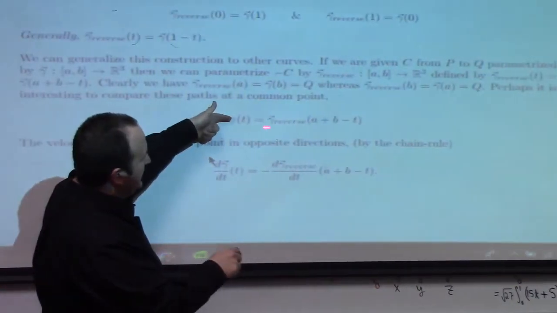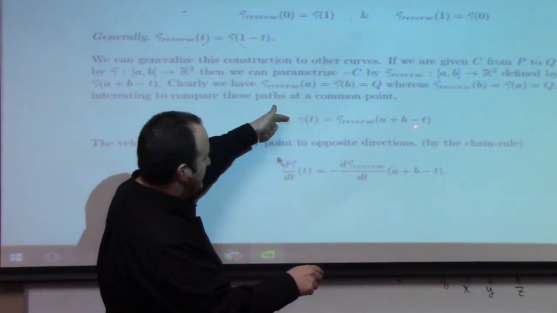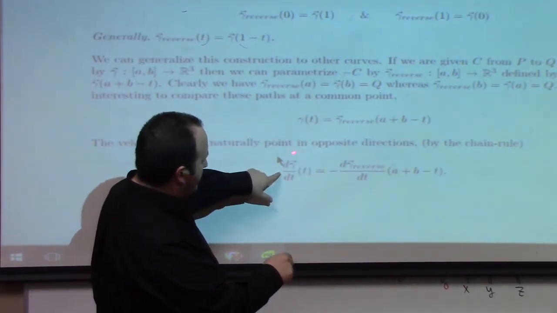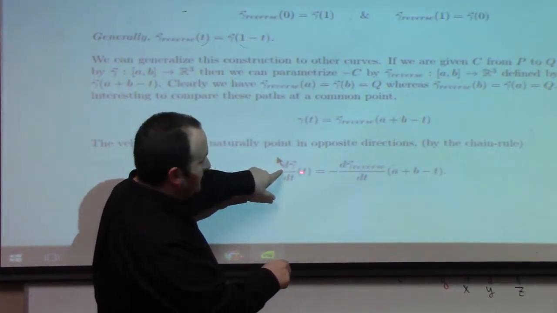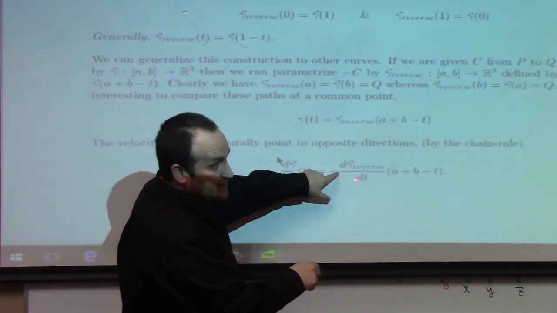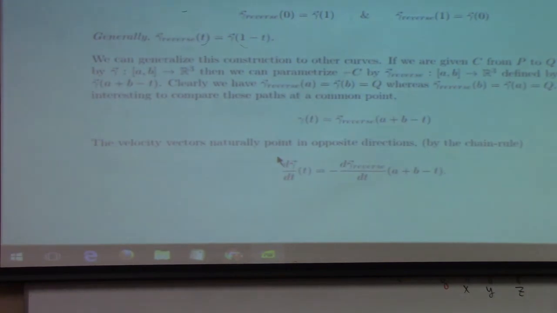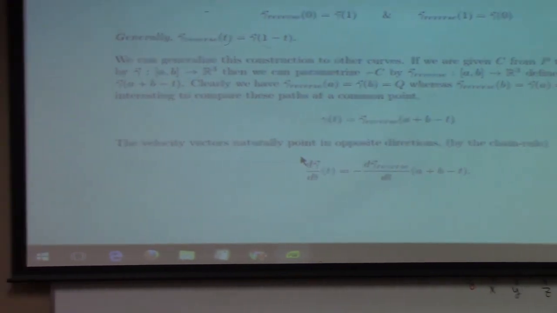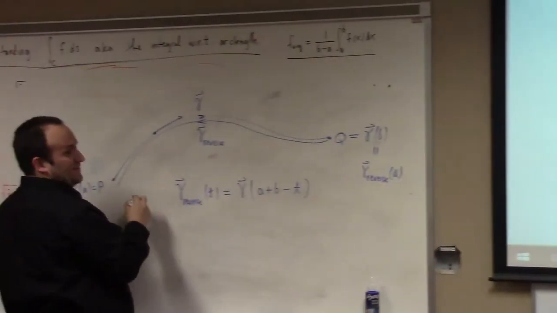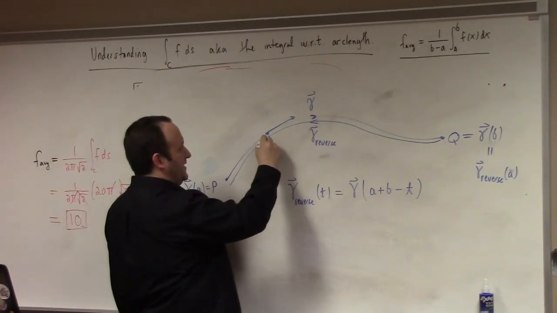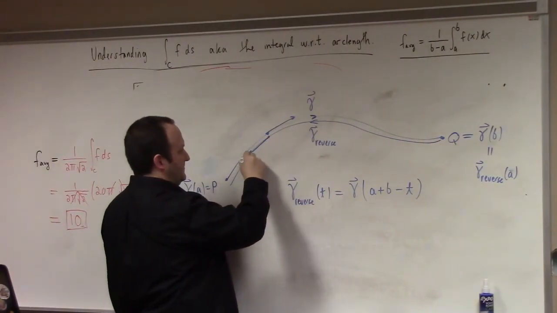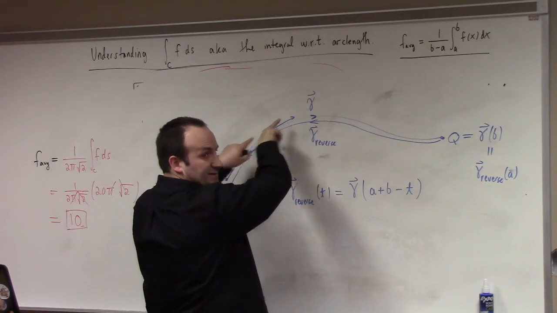And the point is, if you differentiate this, we find something that's geometrically completely unsurprising. The derivative, the velocity of the original curve, is minus the velocity of the reversed curve. I mean, that makes perfect sense, right? If I look at a point here, the velocity for the original curve would be like that, right? The velocity for the other curve is the same direction, but just opposite. They're anti-parallel, right?